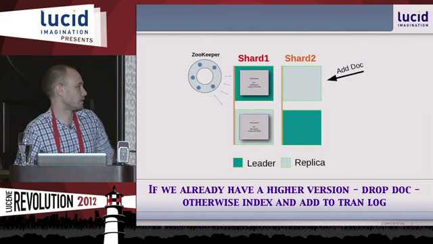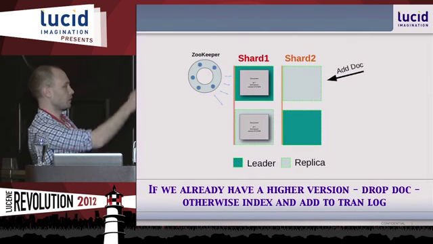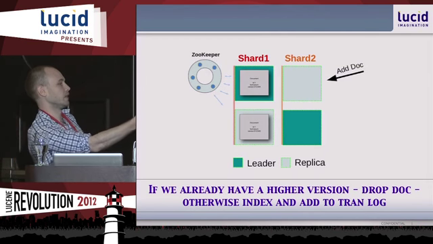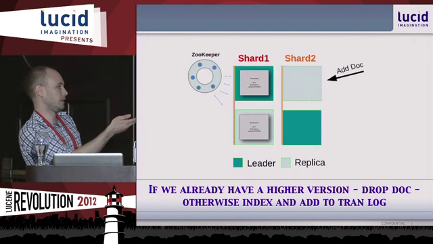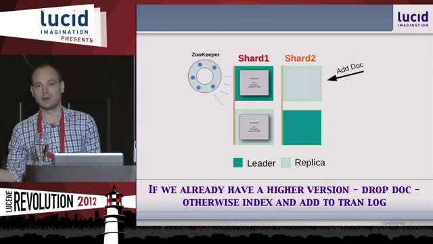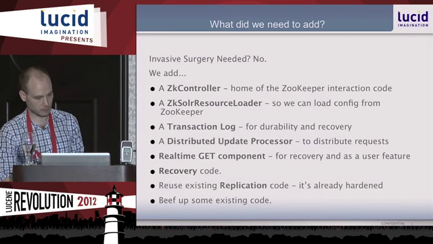You keep adding more documents, things keep happening. Once it goes to the replica, if you already have a higher version for a certain doc, then we just drop that update. We already have something newer, so drop the old one.